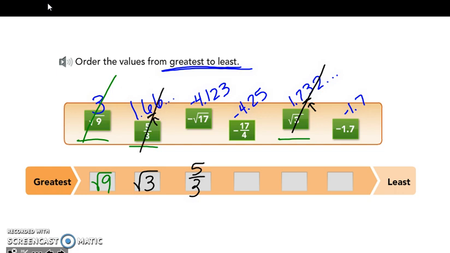Now I want the greater value when it comes to the negative numbers. Remember, the closer it is to 0 on the number line, the bigger the value. So negative 4.1, negative 4.2, and negative 1.7. So negative 1.7 is going to be bigger because it's closer to 0 on the number line. Another way you can think about it is it's the opposite of positive numbers. So on these last two, if I had negative 4.1 and negative 4.2, 2 normally is going to be bigger than 1. But since it's negative, it's the opposite. So the 1 is going to be bigger in this case. So negative square root of 17, and then negative 17 over 4.